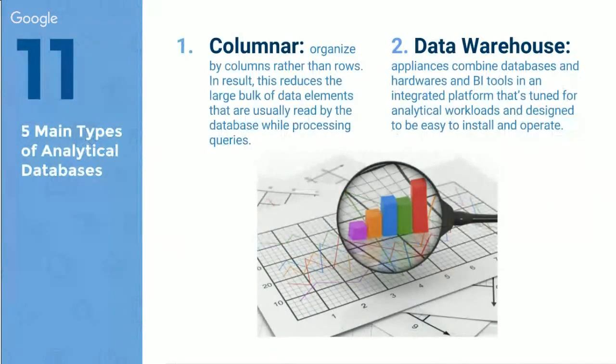A columnar database is organized by columns rather than rows. As a result, this reduces the large bulk of data elements that are usually read by the database while processing queries. Data warehouse appliances combine databases, hardware, and BI tools in an integrated platform that's tuned for analytical workloads and designed to be easy to install and operate.